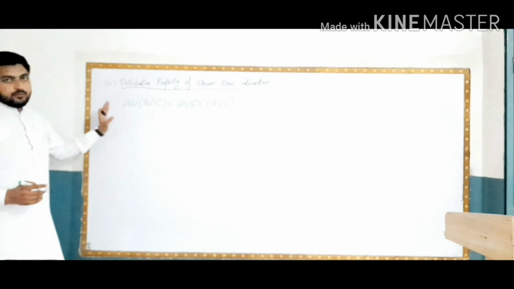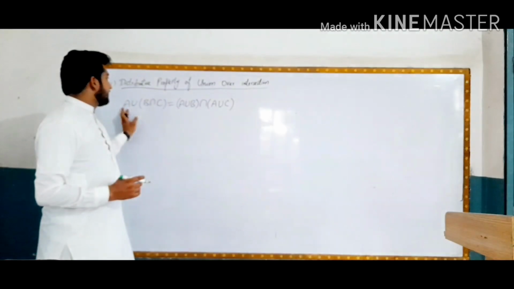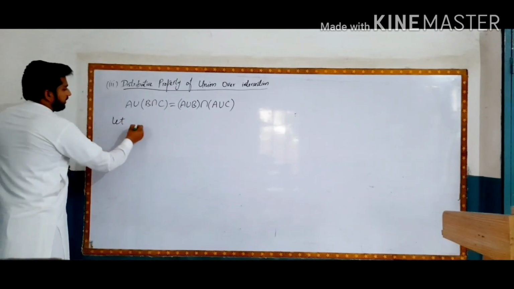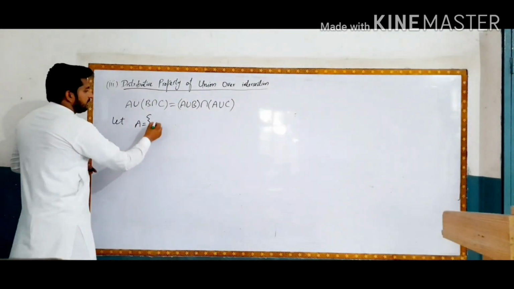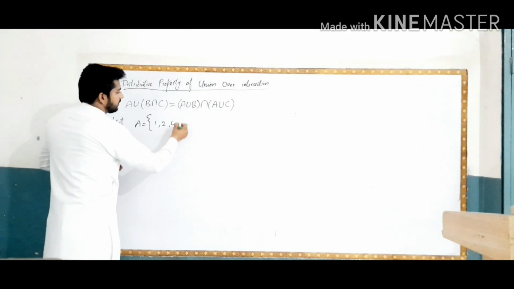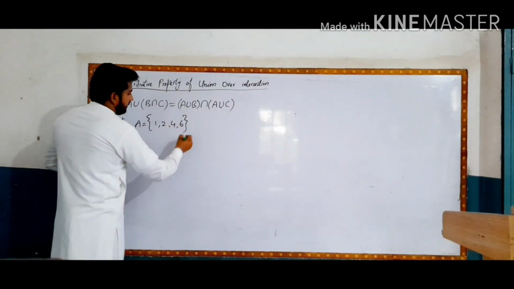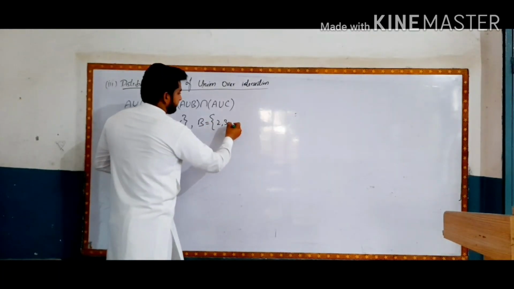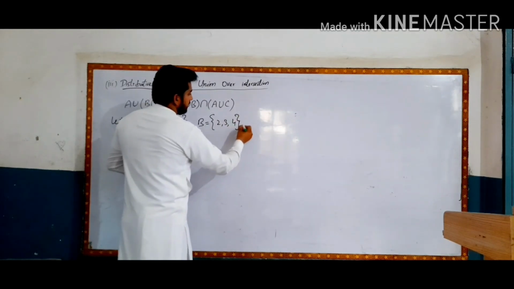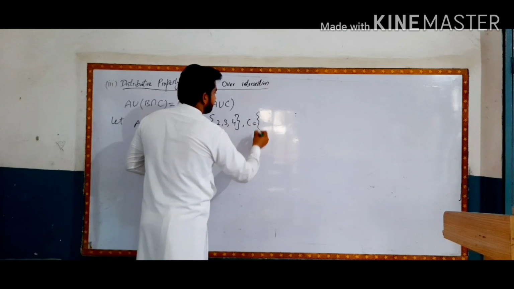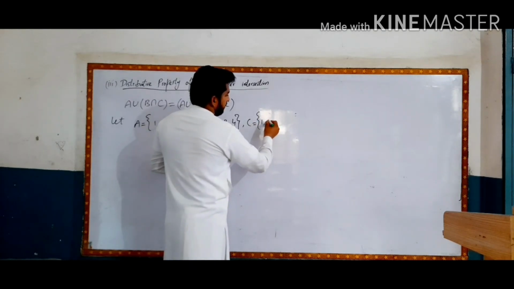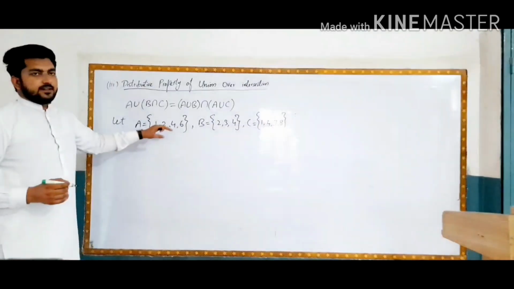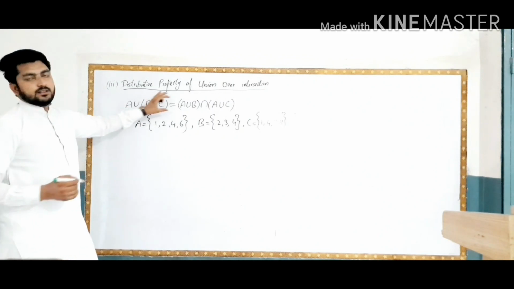So first of all we have to suppose sets A, B and C. Let's suppose A is equal to {1, 2, 4, 6} and B is equal to {2, 3, 4}, C is equal to {1, 4, 7, 8}. So these are the three sets that we suppose, and we have to prove these sides equal.